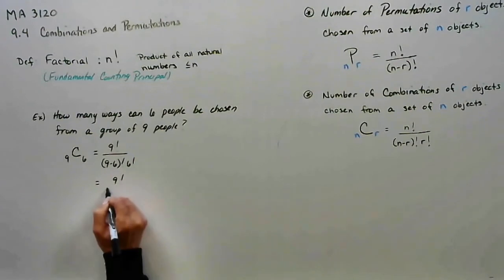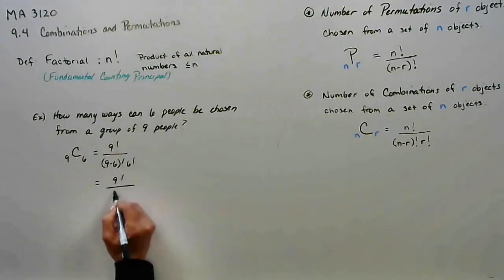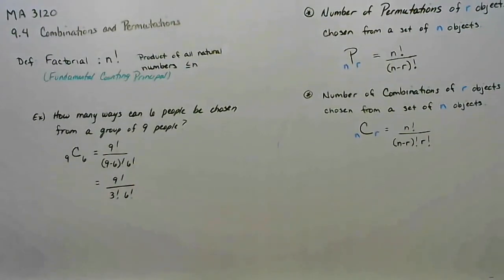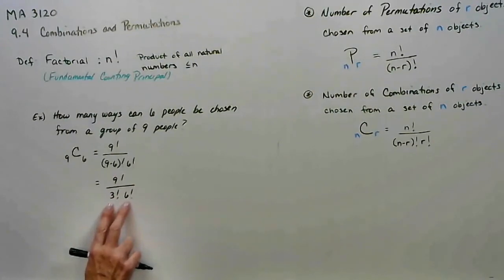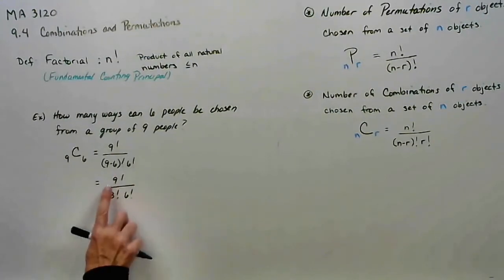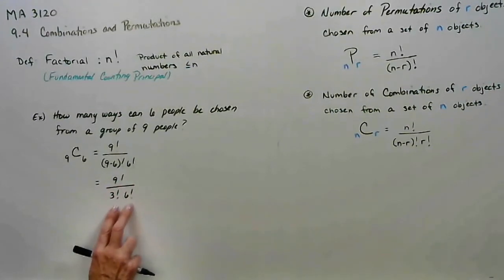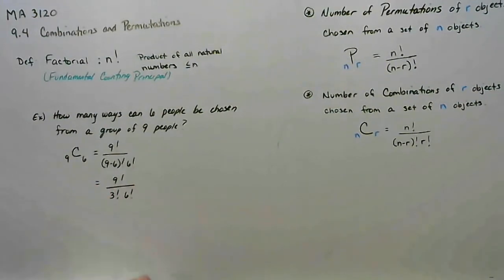That's 9 factorial over 9 minus 6, which is 3 factorial, times 6 factorial. And one thing to notice with a combination is if I add up these two numbers in the denominator, 6 plus 3, I should always get the 9 in the numerator. So you know you'll set it up correctly, or more than likely correctly, if the sum of these two numbers is the 9.